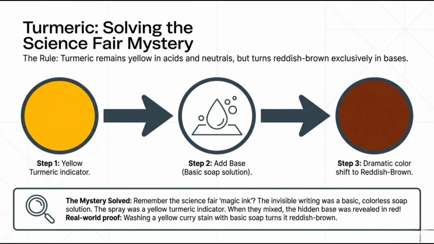Turmeric, or haldi, is another golden indicator. It remains yellow in acidic or neutral solutions, but turns reddish-brown the moment it touches a base. This is why a yellow curry stain on your shirt turns red when you try to wash it with basic soap.